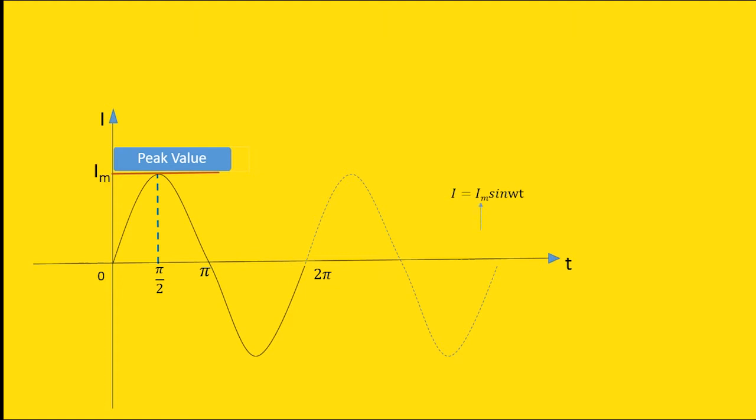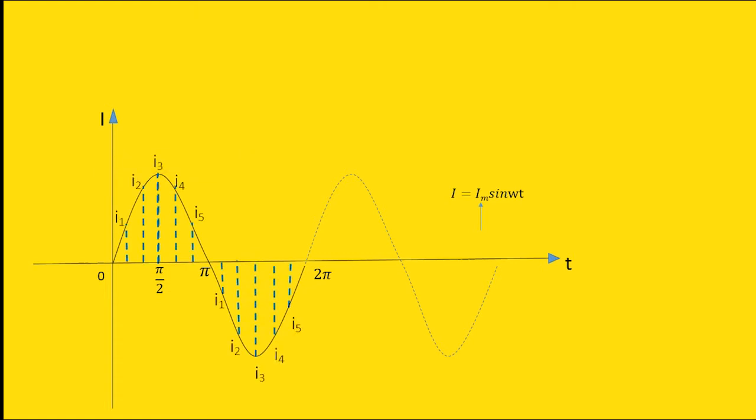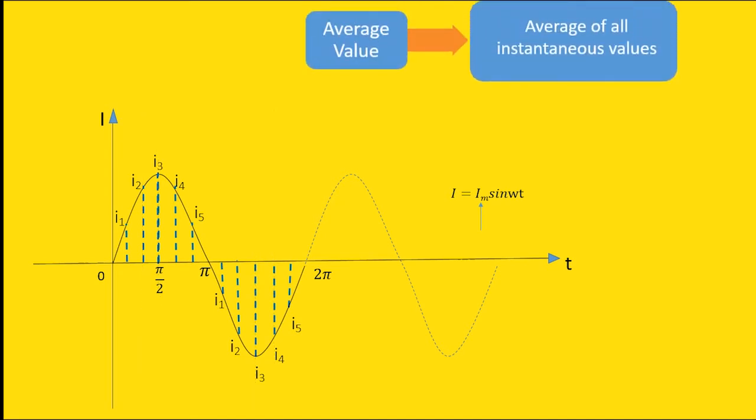Now, if we sum the values of current at different time intervals in one cycle and then divide by the number of intervals, we get the average value of current. So, the average value is simply the mean or average of the instantaneous value of the quantity over one cycle. This method is convenient for non-symmetric waves.